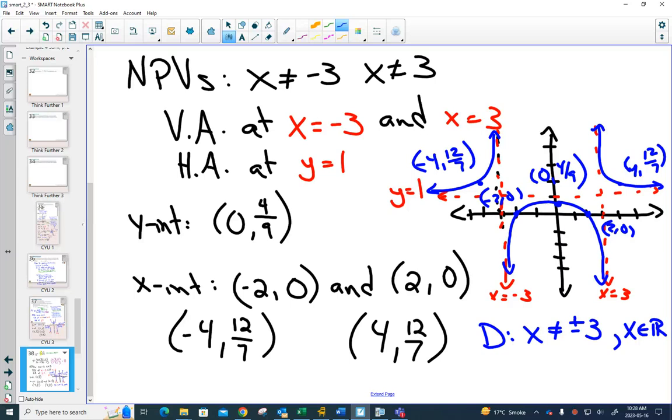The range, though, is a little bit trickier because the range, the y values are less than or equal to 4/9. That's this bottom part. Or y is bigger than 1. Because the asymptote is at 1, and it's everything bigger than that.